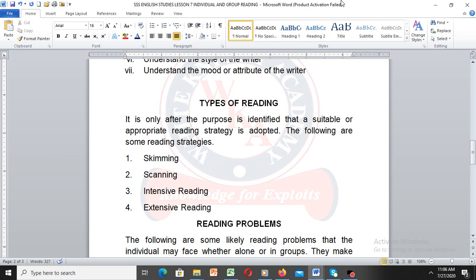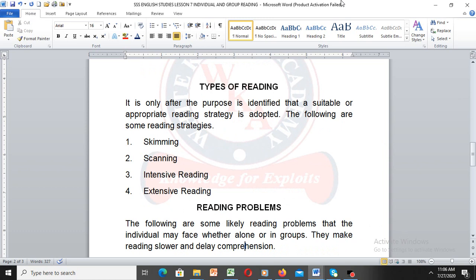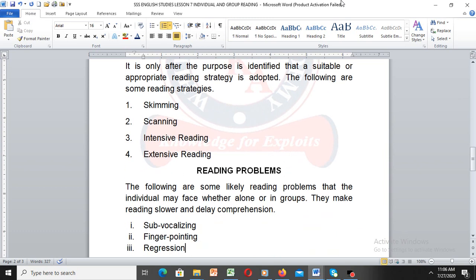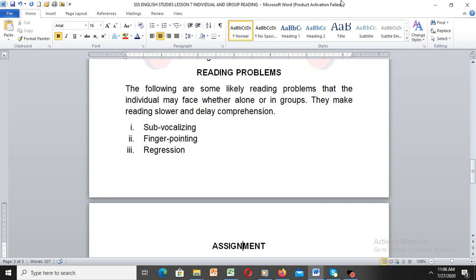Now we have some problems in reading. Sometimes you see some people or some students can read faster than others, while some cannot read fast. We want to look at why. The following are some likely reading problems that the individual may face, whether alone or in groups. They make reading slower and delay comprehension.